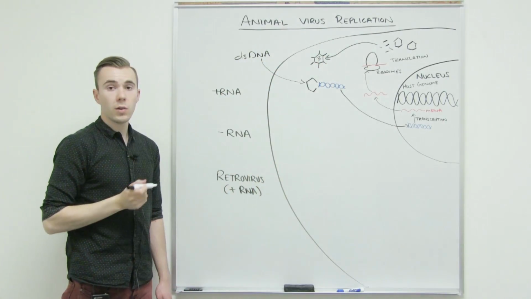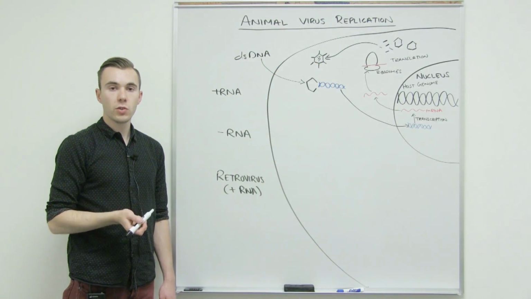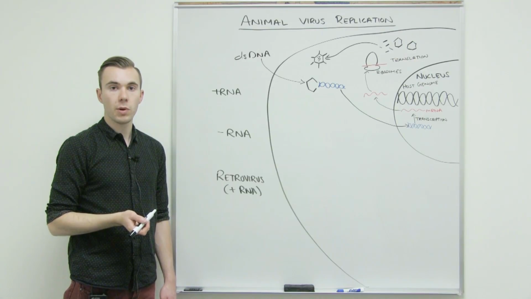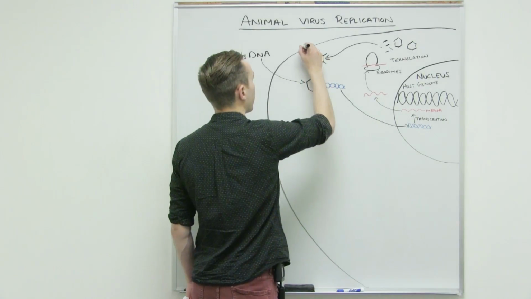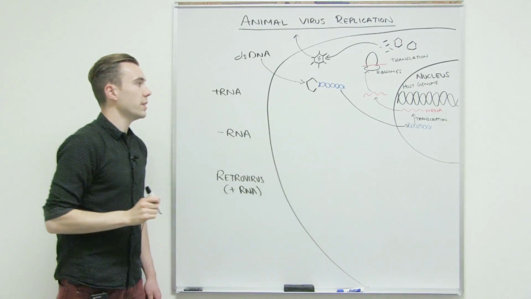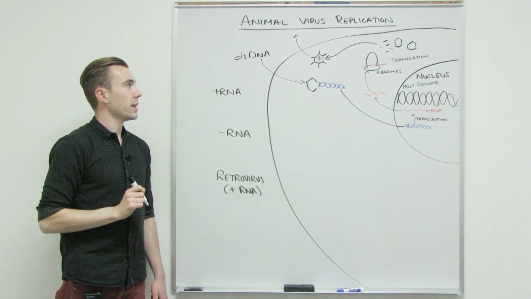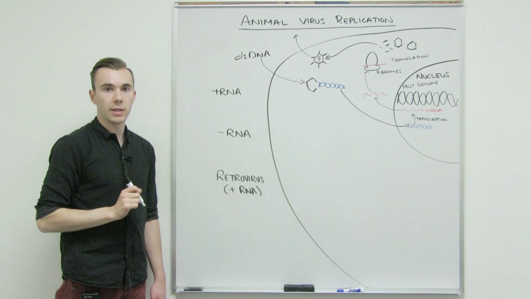The virus is not going to want to stay inside its host cell. It eventually is going to leave, either through lysis or budding. So this is the structure and life cycle of a DNA virus.